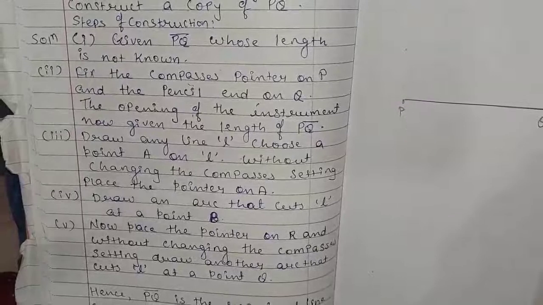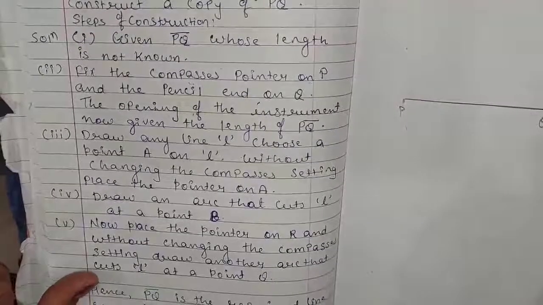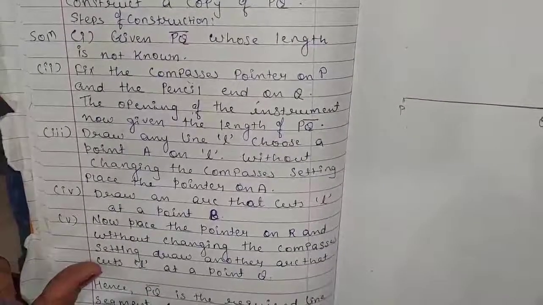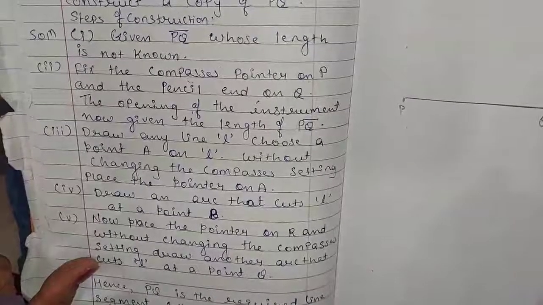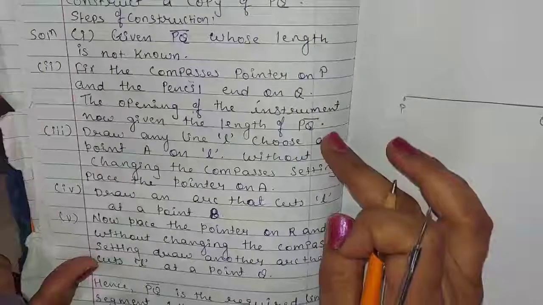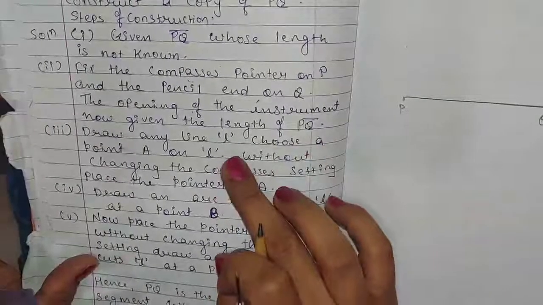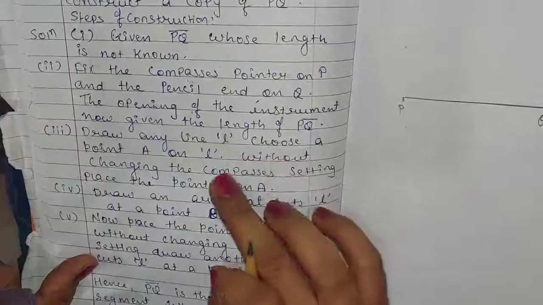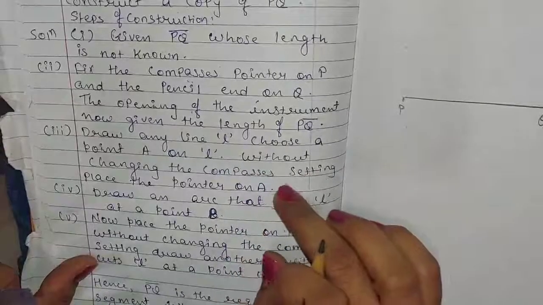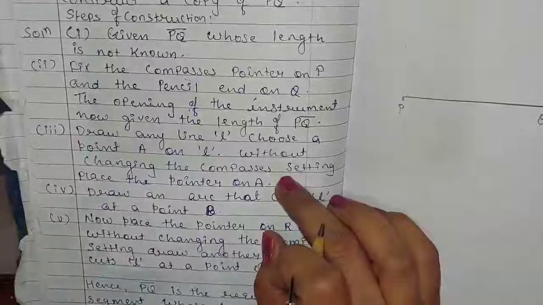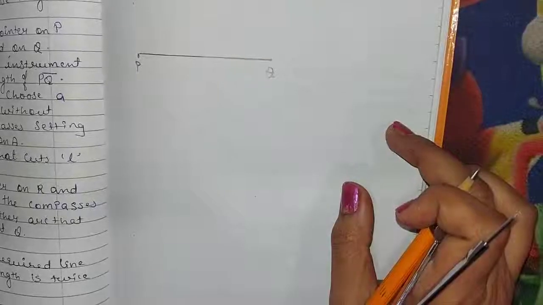Number 2. Fix the compasses pointer on P and pencil on Q. The opening of the instrument now gives the length of line segment PQ. Draw any line L. Choose a point A on L. Without changing the compass setting, place the pointer on A. So let us first see these two constructions.